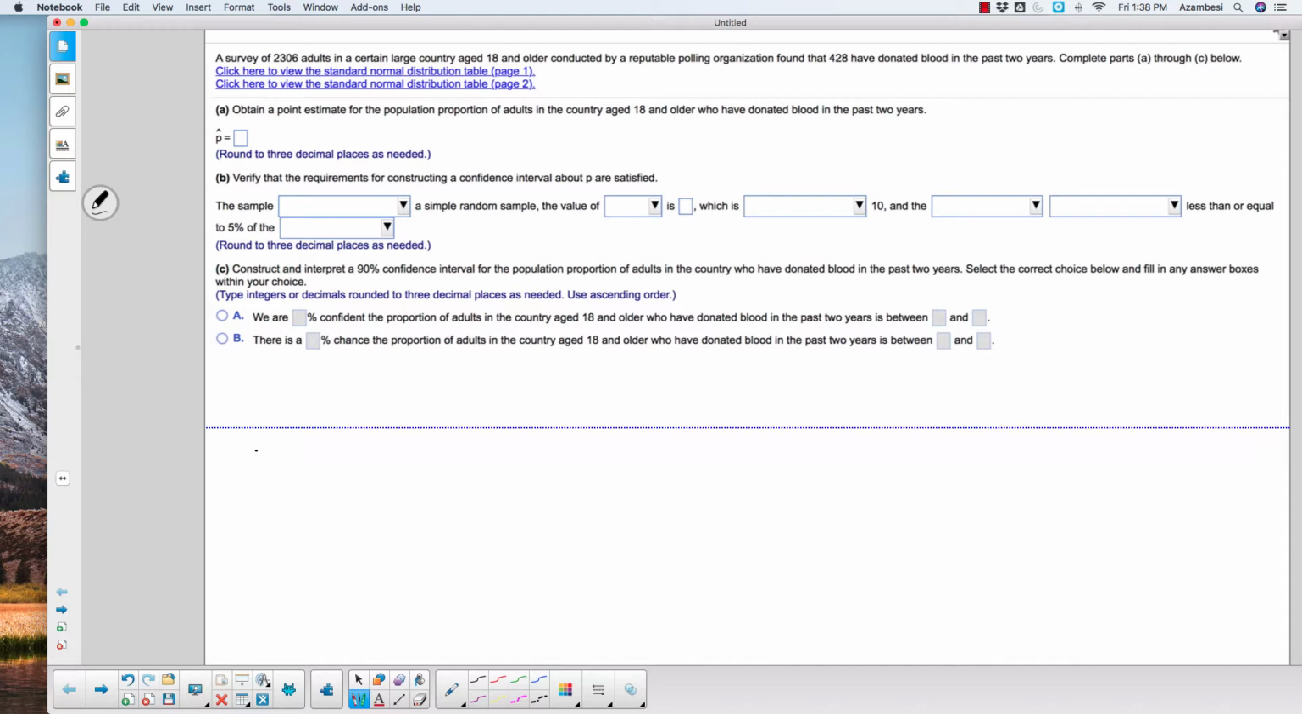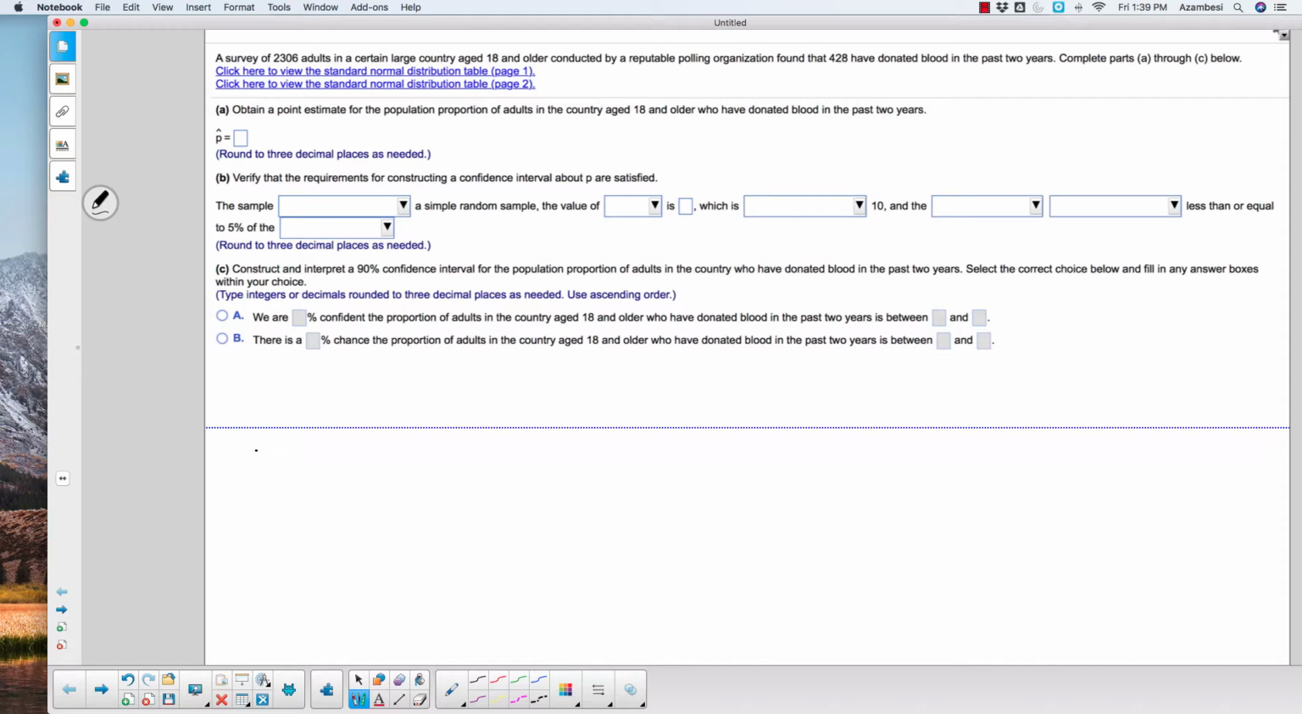9.1 has to do with proportions, and we're going to start with that. 9.2 has to do with means, and we're going to go on to that. And then 9.3 is about what methods should I choose, and you have to choose between the formulas and the methods for each one. So this is a typical example of a proportions problem.